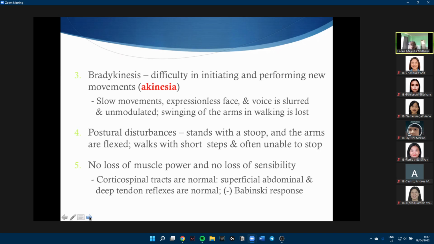Now, although remember, the problem is involuntary movements, but there is no loss in muscle power nor loss in sensibility. The corticospinal tracts are normal, your reflexes are normal. Babinski, of course, is not seen, no? Kasi Babinski is only normally seen in the first year of life of an infant, diba?